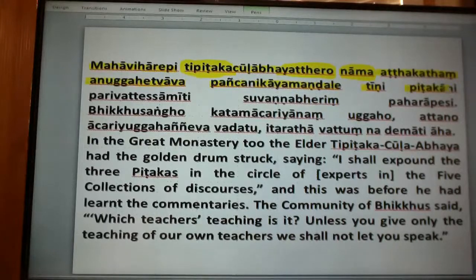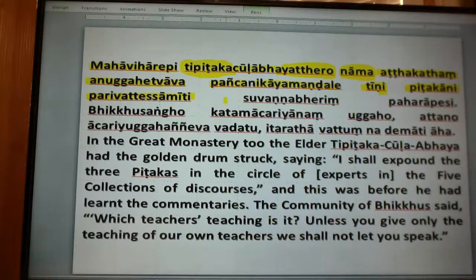Tini Pitakani. Tini means 3. Pitaka means a basket. 3 baskets. Pari Vipassanā means the explanation. So that means I make an explanation of the 3 baskets and 5 collections of the teaching of the Buddha.